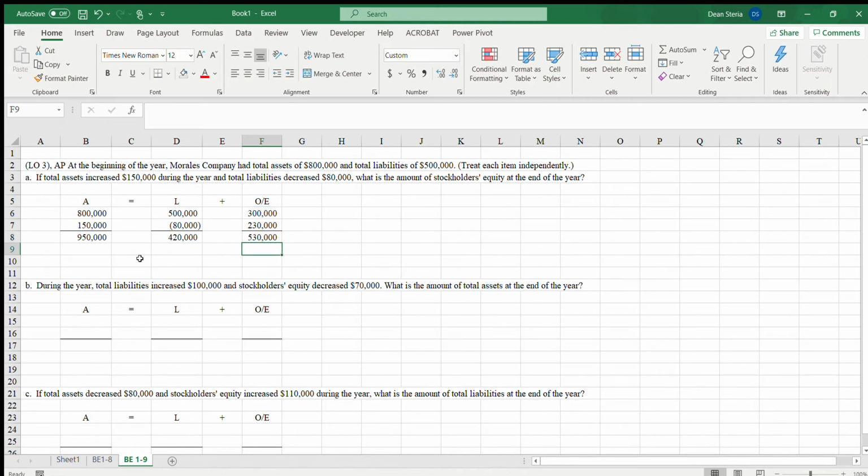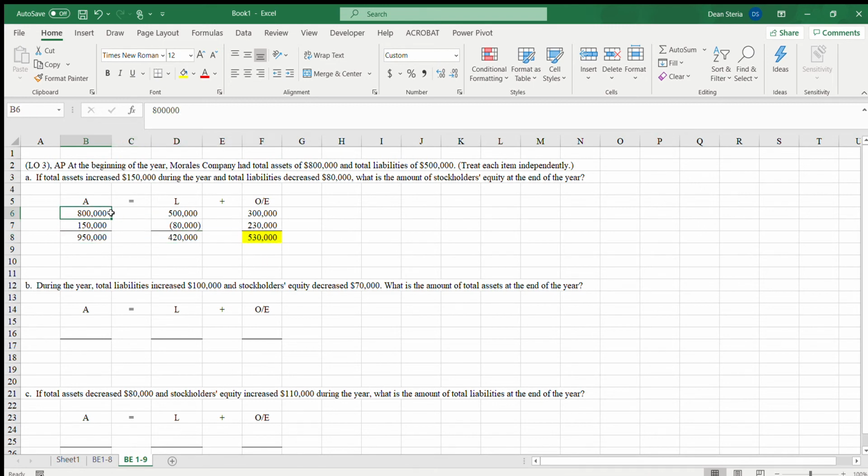And 420 and 530 do equal 950. Okay, so our liabilities changed by, our owner's equity changed by a $230,000 increase, giving us a new balance of 530. And that's exactly what we wanted, was our ending balance. And we proofed it both ways, both this way and with that.